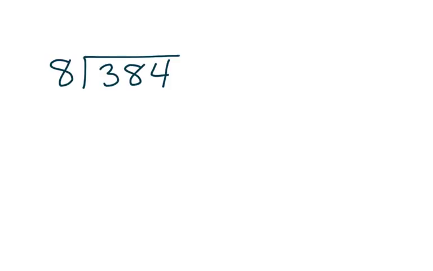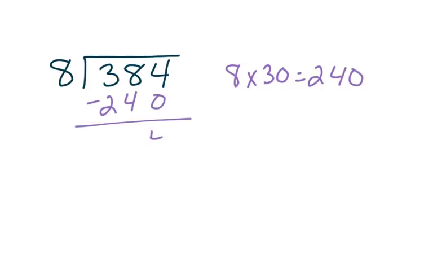I want to start with something maybe not so big, but that's okay. I know that if I were to multiply 8 times 50, that's going to be too much because 8 times 50 is 400, so I can't go that high. But maybe I'm pretty comfortable with 8 times 30. That's going to give me 240, so I can subtract 240 from my whole, and that's going to take a pretty big chunk out of my number.